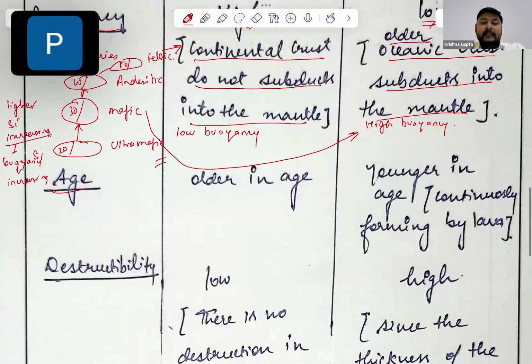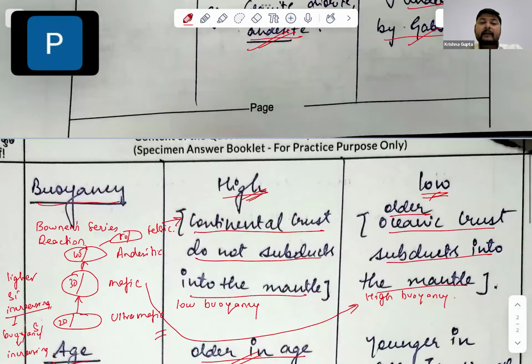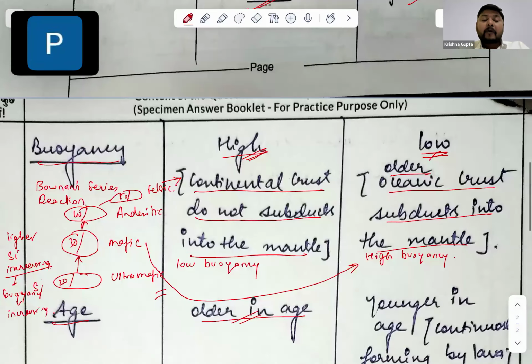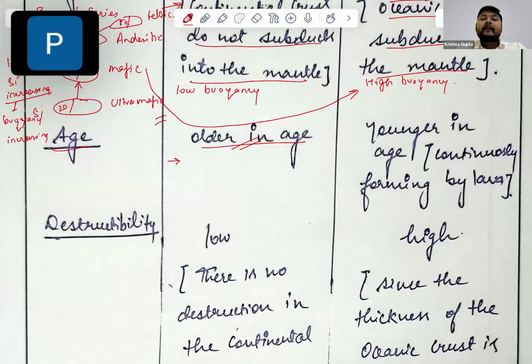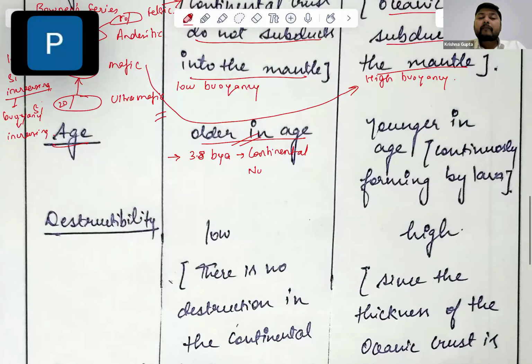Okay, in age we can see it is older. Older, we will see that the continental crust has been formed almost around 3.8 billion years ago in the form of continental nuclei, which is explained very well by the non-catastrophic model.